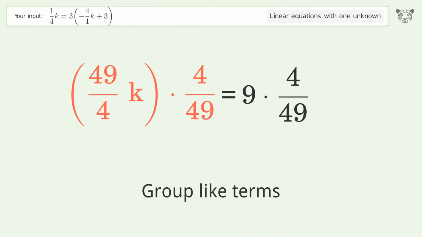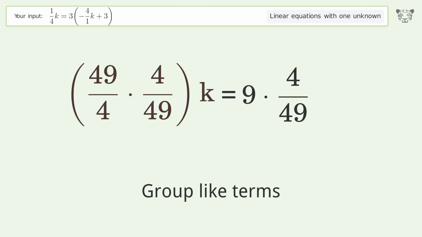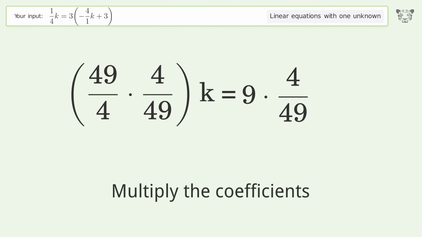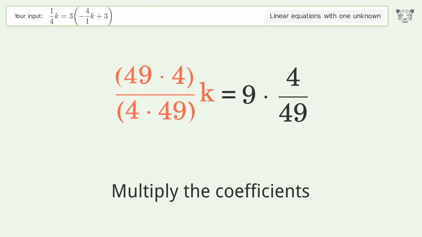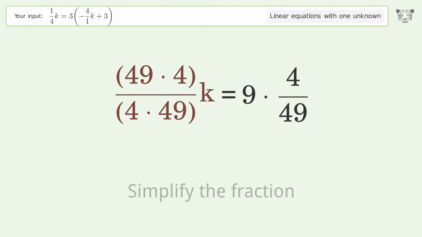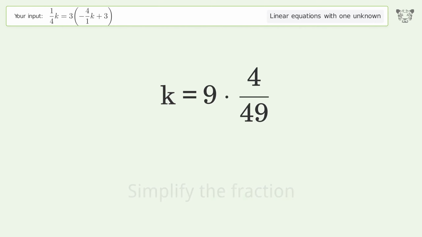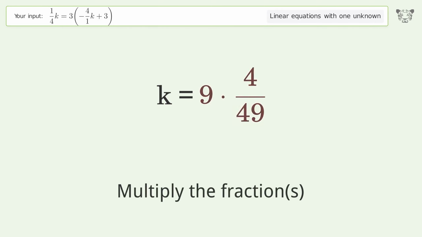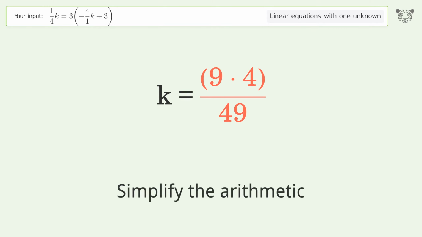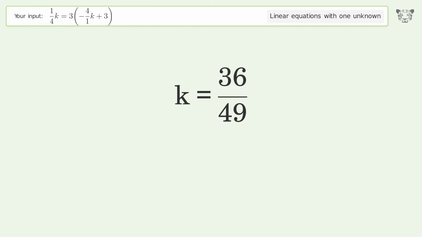Group like terms. Multiply the coefficients. Simplify the fraction. Multiply the fractions. Simplify the arithmetic. And so the final result is k equals 36/49.